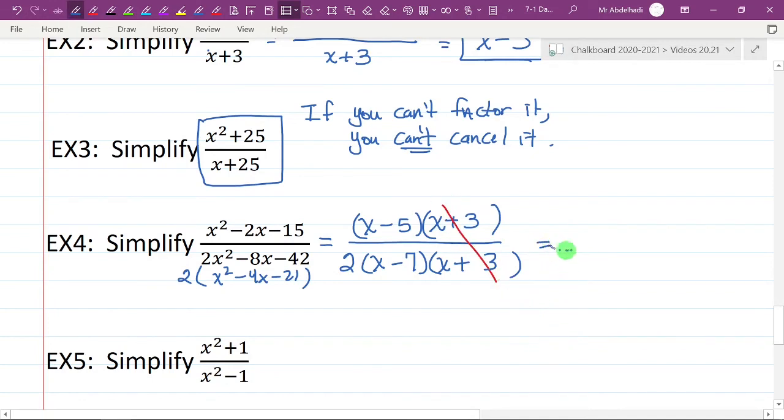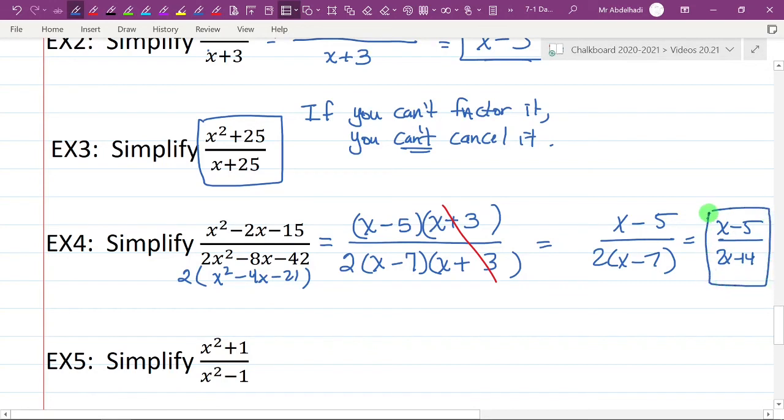So what's my final answer here? X minus 5 survives on top. 2 times x minus 7 is left on the bottom. Okay, so x minus 5, and the bottom is 2x minus 14, and that's that. If you can't factor it, you can't cancel it, but if you can factor it and they match, these become a 1. This part of the fraction becomes a big fat 1 right here, right? And so it disappears because 1 times anything just isn't visible.